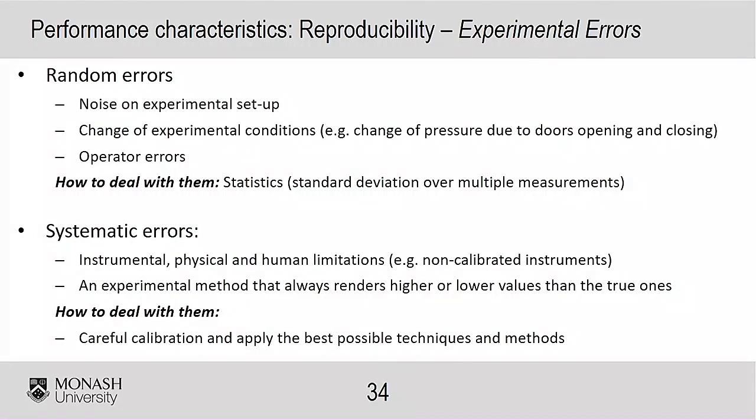We can also have systematic errors, which are instrumental, physical, and human limitations, such as non-calibrated instruments, or an experimental method that always renders higher or lower values than the true ones. How to deal with them is careful calibration of your sensors and also your experimental setup, and applying the best possible techniques and methods. So this includes developing SOPs, trying to do exactly the same thing again, using a lot of training, things like that. That's how you really overcome reproducibility issues.